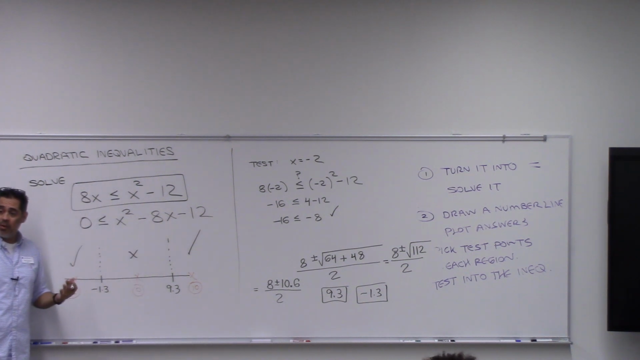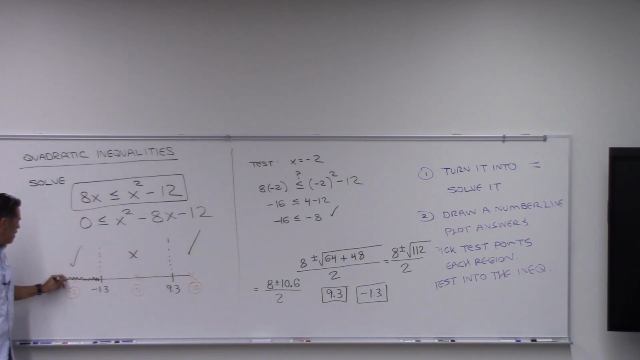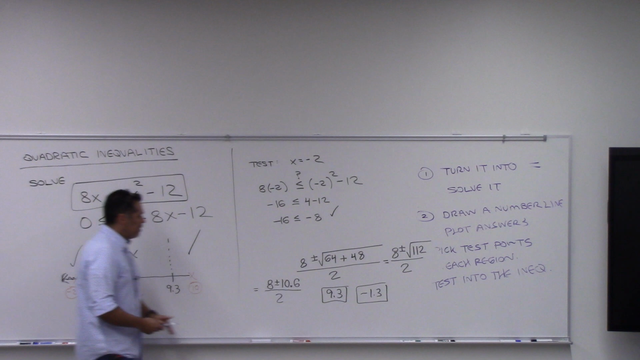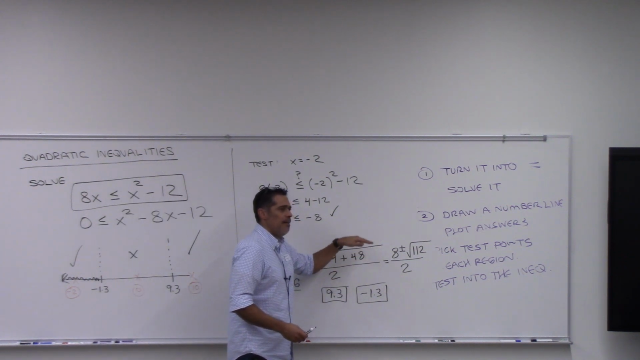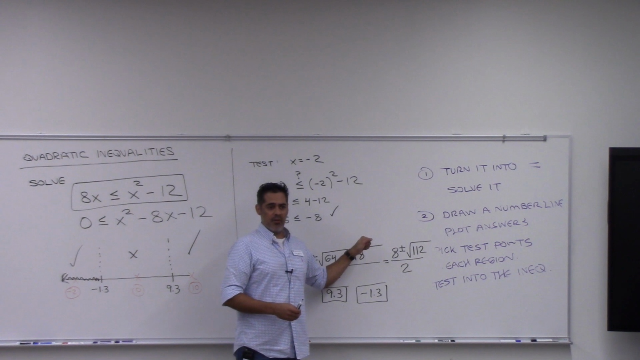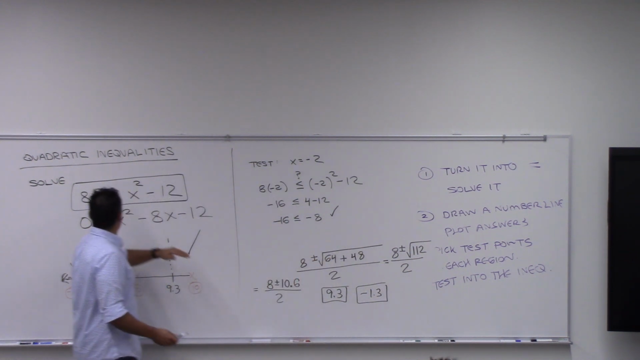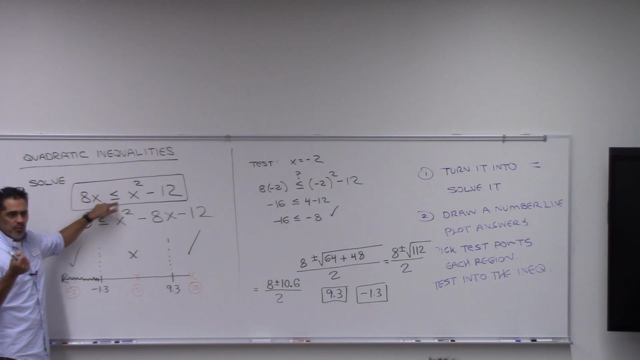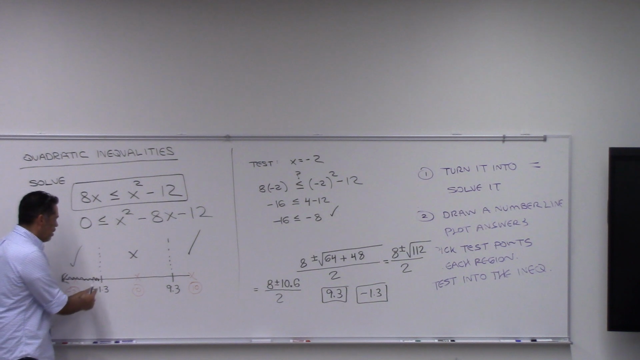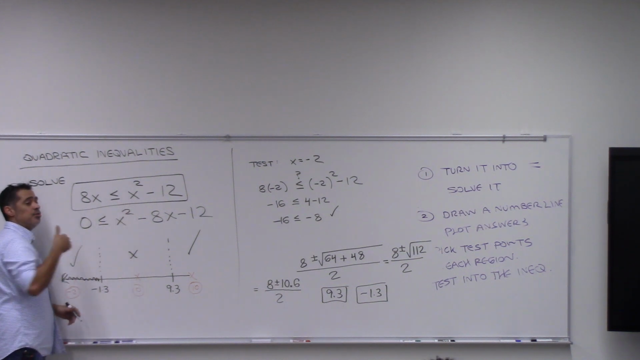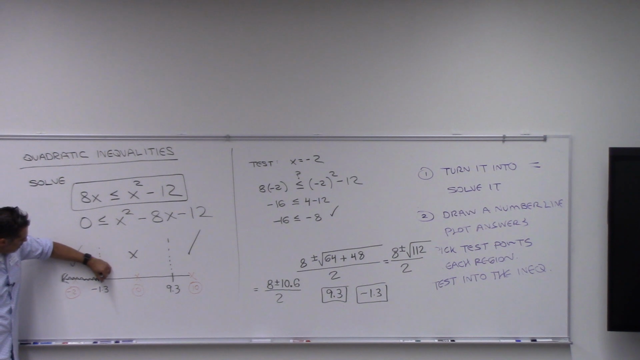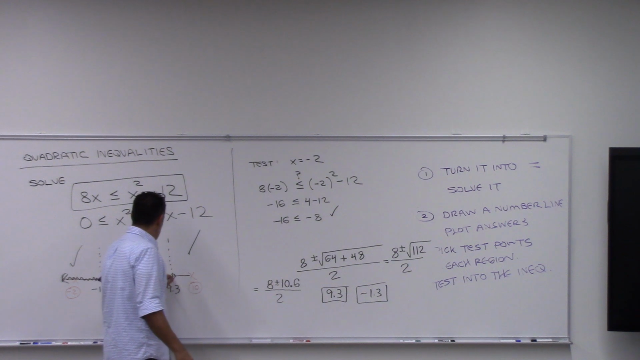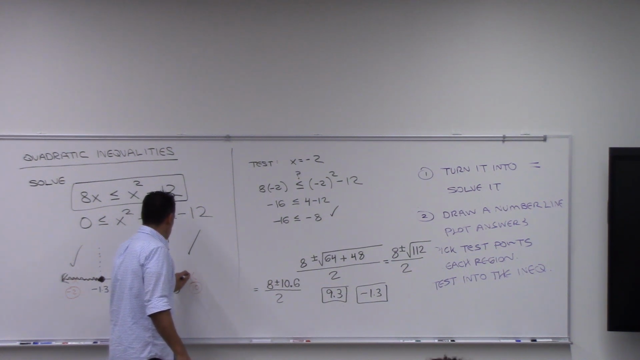Okay, so now the question is, what do we include? Well, we know everything over here works, but do we include the negative 1.3? Well, negative 1.3 is what made the quadratic equation equal 0, right? Do we want to include that? Well, the original inequality had the bar underneath, which means it's okay to be equal to 0 as well. If this bar is gone, I don't want to include that point. If this bar is here, I do want to include it. So I will put a solid dot here. And for the same reason, at the 9.3, I include the 9.3 and everything to the right of it.